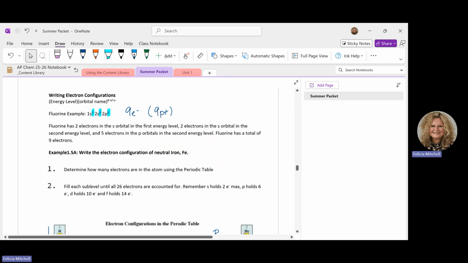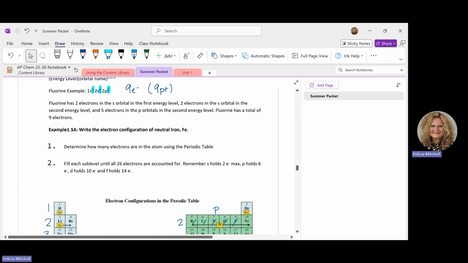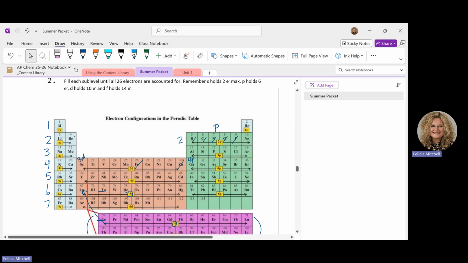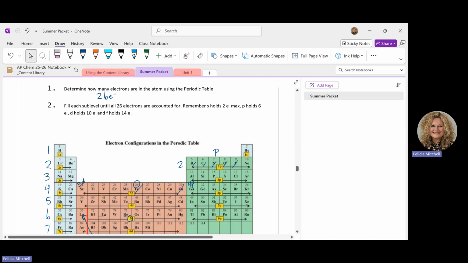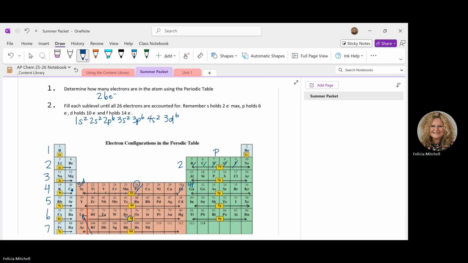So let's look at iron. First you find iron and you see how many electrons it has. Here it is. It has 26 electrons. And then you just start filling. 1s2, 2s2, 2p6, 3s2, 3p6, 4s2. I'm right here now at calcium. 1, 2, 3, 4, 5, 6. 3d6. That's iron.